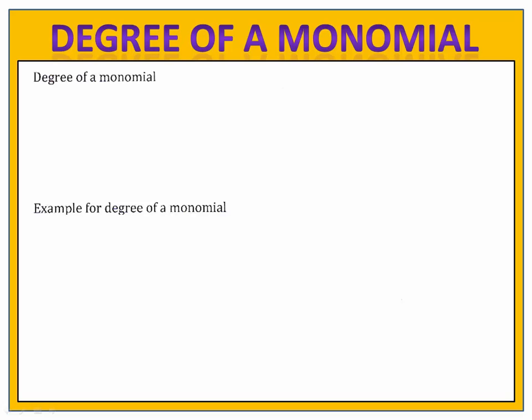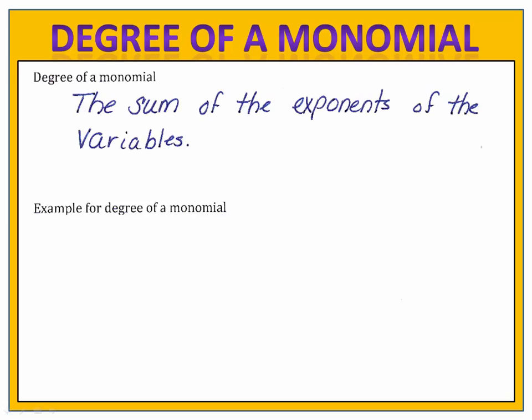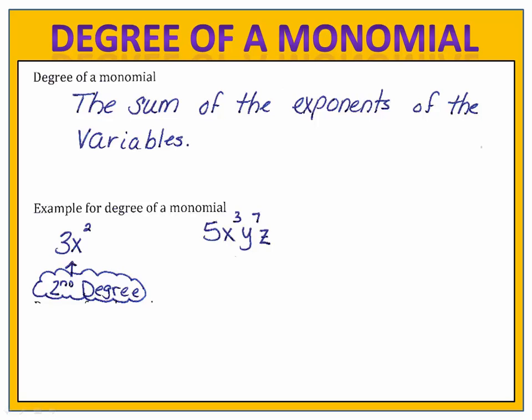When we describe monomials and polynomials, we often talk about their degree. The degree of a monomial is simply the sum of the exponents of the variables. 3x squared is a second degree monomial. The biggest exponent is a 2. 5x to the third y to the 7th z is an 11th degree monomial. We added up the exponents 3, 7, and 1. Remember, the exponent on the z is a 1 because it's not written. That makes 7, 3, and 1 an 11th degree monomial.